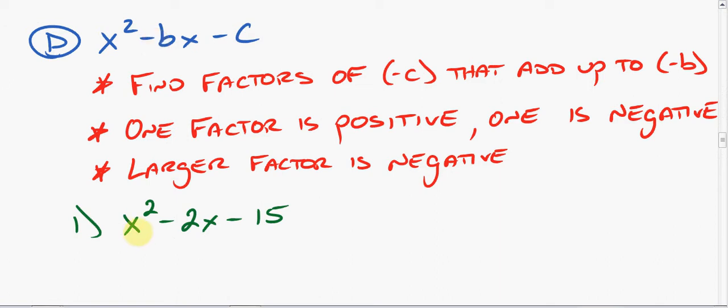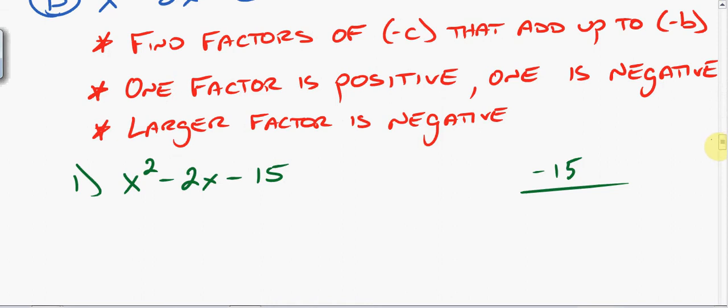So, let's come down here. We got x squared minus 2x minus 15. So I'm going to find the factors of the negative c. So -15. Whoops. That did not write very well. Let's try that again. -15. That add up to -2.